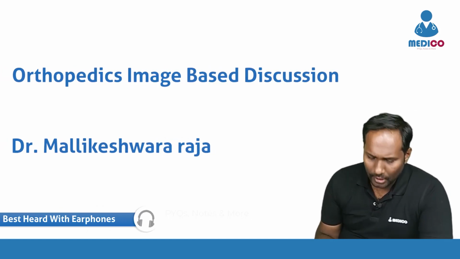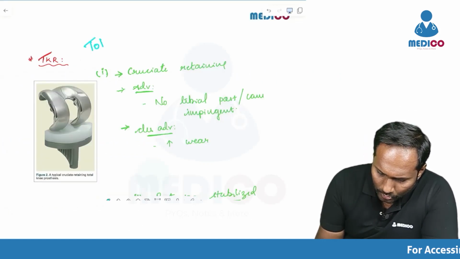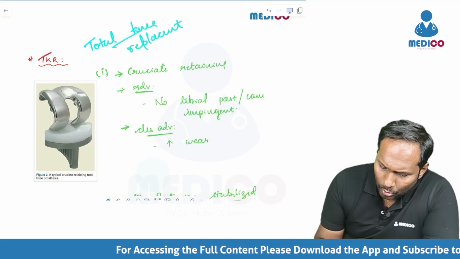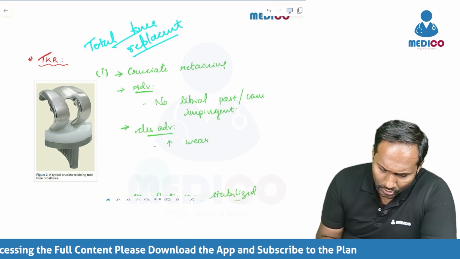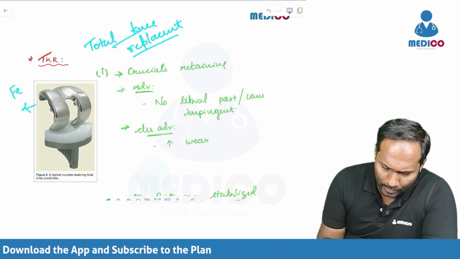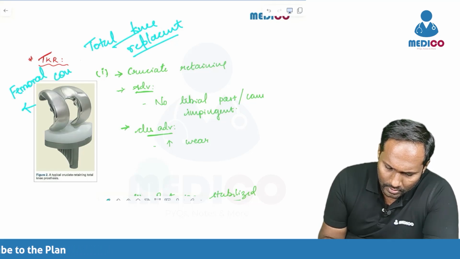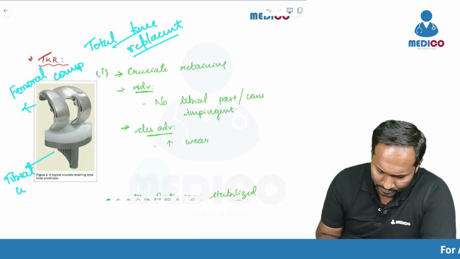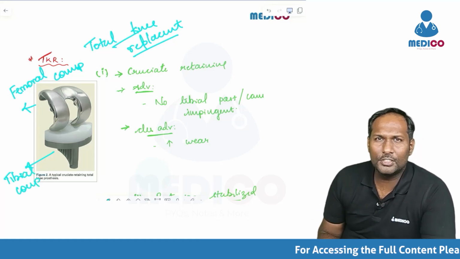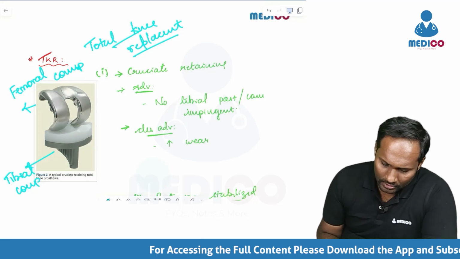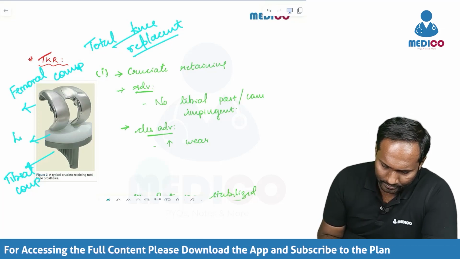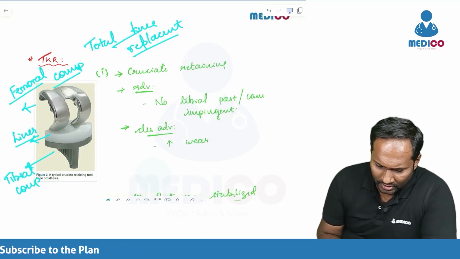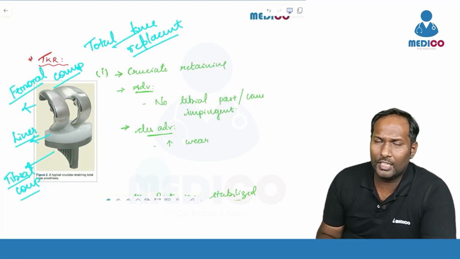First one is the total knee replacement. All right, total knee replacement. In total knee replacement, what you're going to do is cut some part of the femur, so you'll need a femoral component. You're going to cut some part of the tibia, so you'll need a tibial component. And to make both these things function properly, you'll need a liner between them. That is called the liner. These are the three basic structures in a total knee replacement prosthesis.